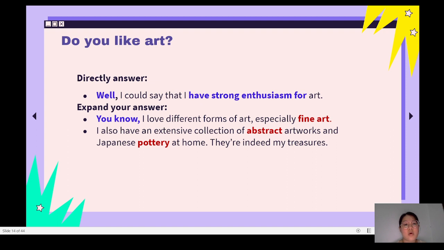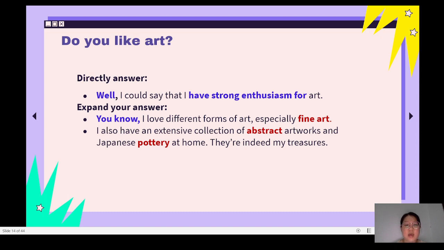Sorry. Well, I could say that I have strong enthusiasm for art. You know, I love different forms of art, especially fine art. I also have an intensive collection of abstract artworks and Japanese pottery at home. They are indeed my treasures.